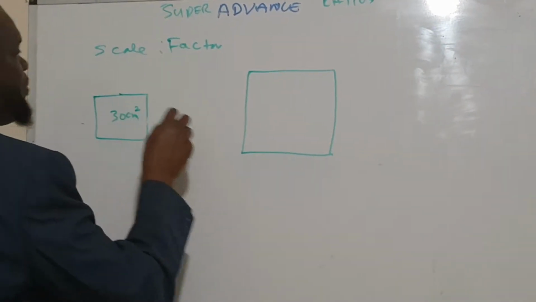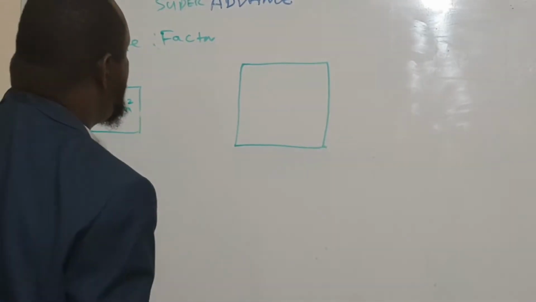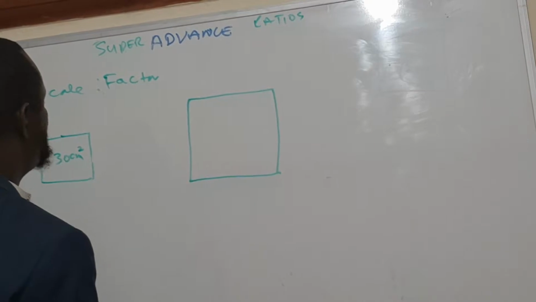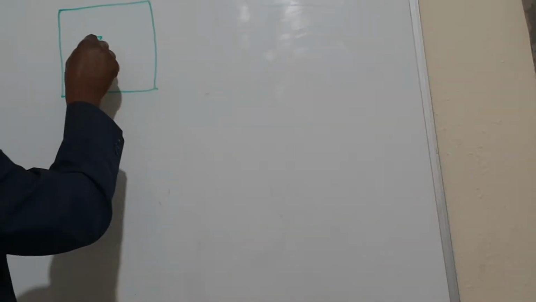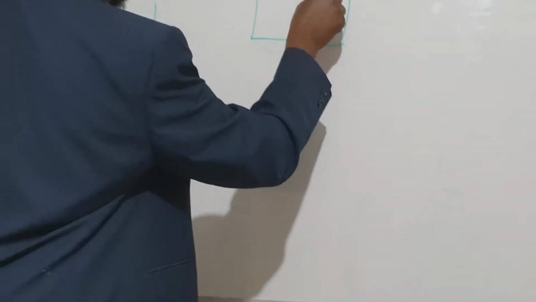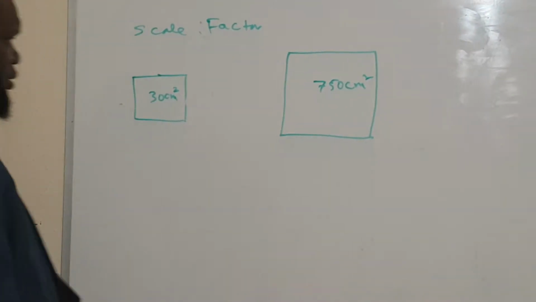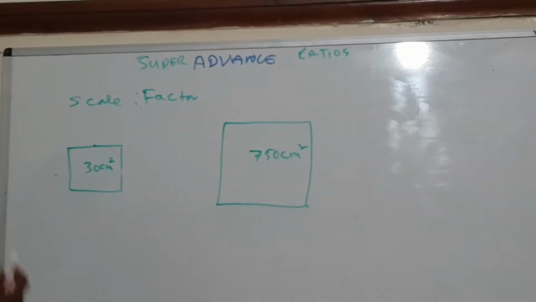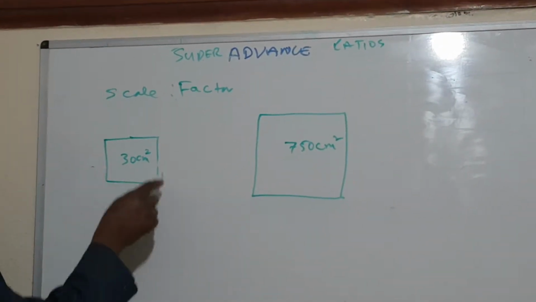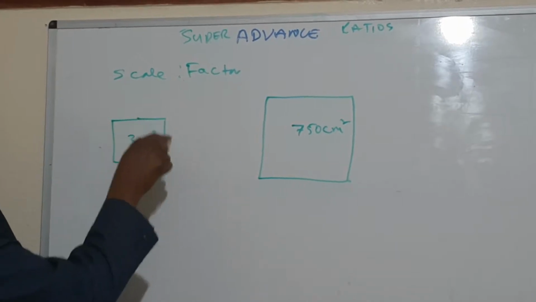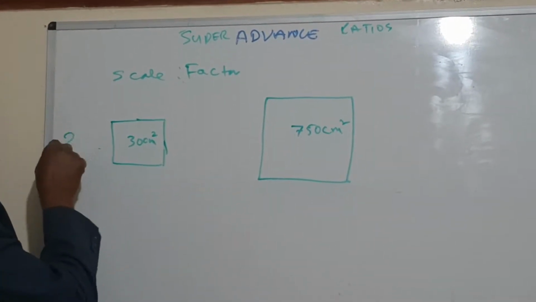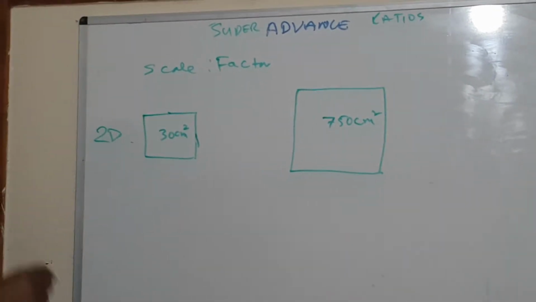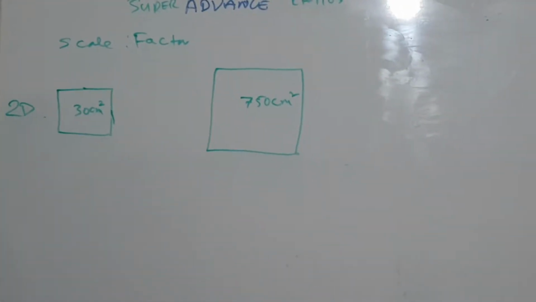Now let's say this one is 750 centimeter square. Now we don't care about the dimensions. But since we are comparing objects which have a length and a breadth, you call it 2D, meaning two dimensions.